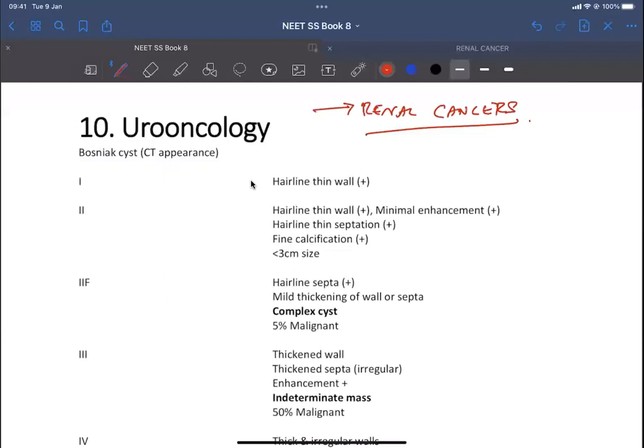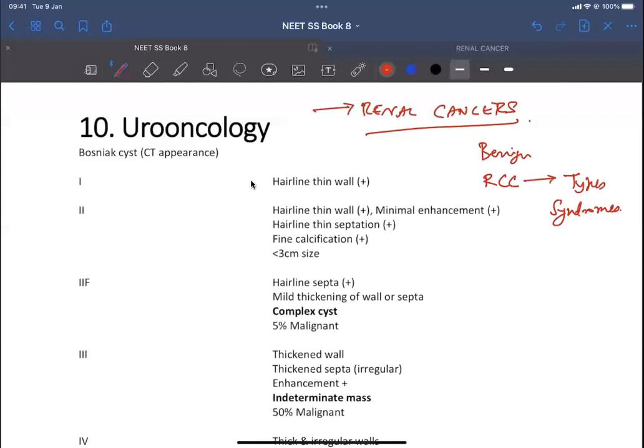So we'll start off with the Bosniak system. We'll be doing a bit about benign tumors, followed by RCC and different types of RCC and the different syndromes. Again, as I said, I'm not going to go into detail as to what the individual symptoms of these syndromes are. It's all there in the notes. You can read about it. What we'll be dealing with is just the concepts.